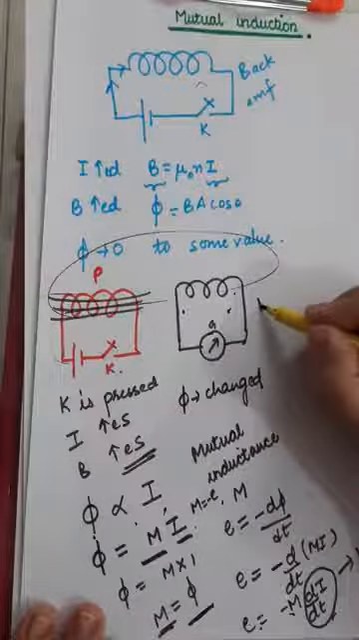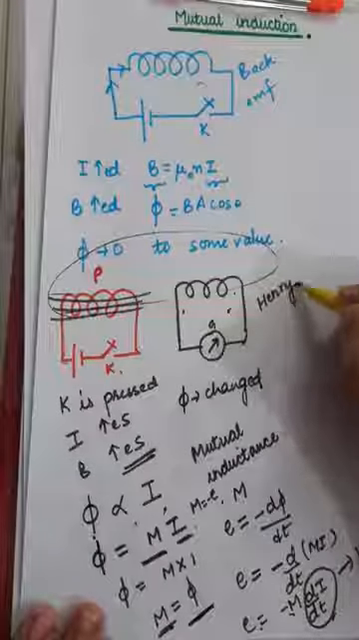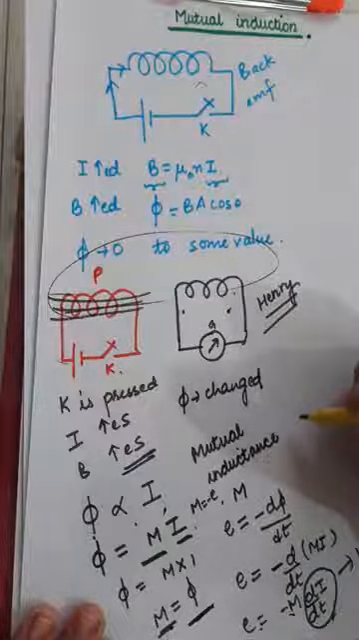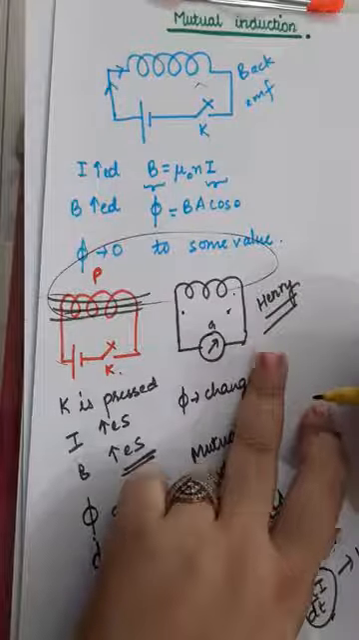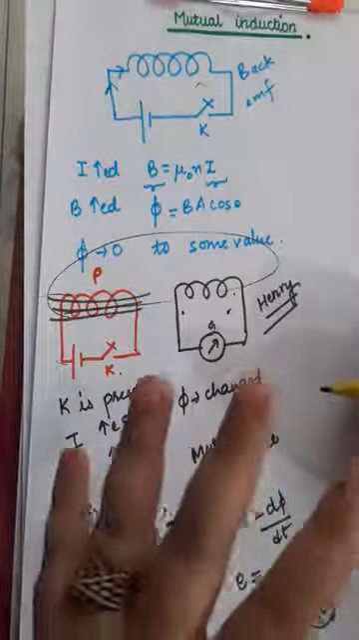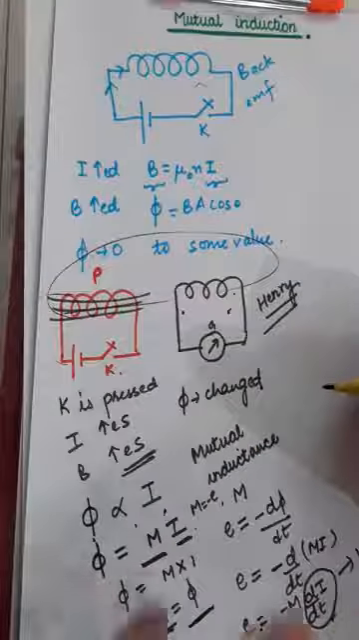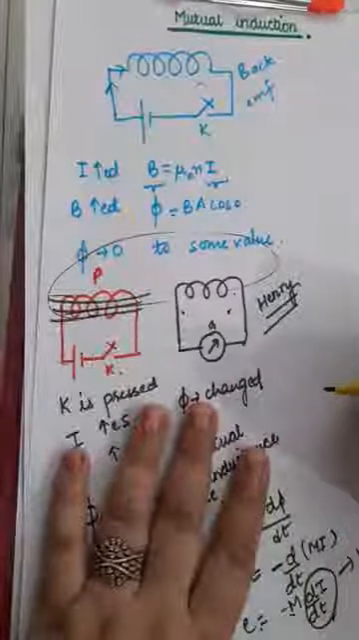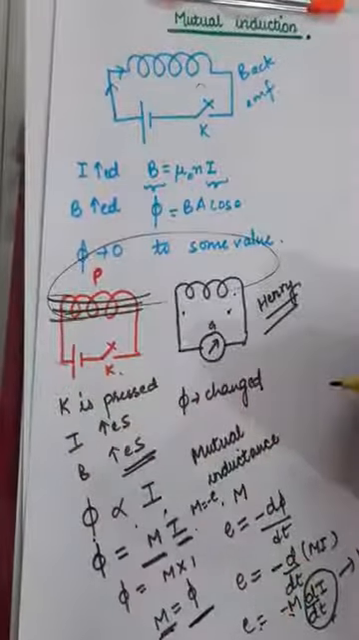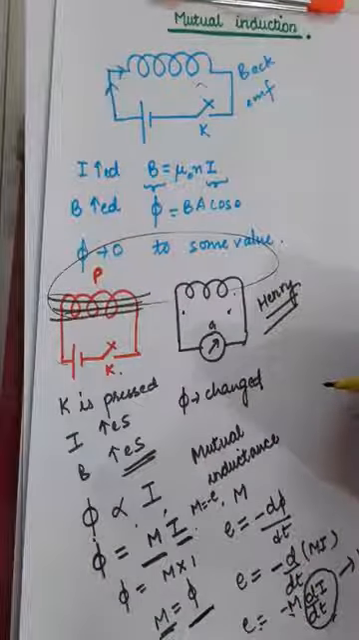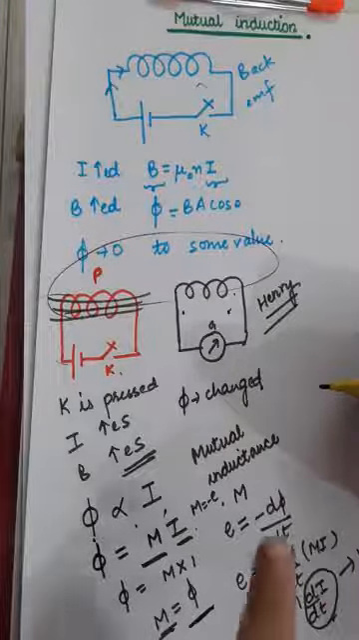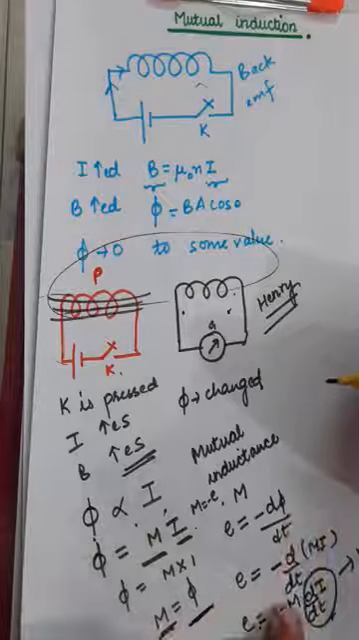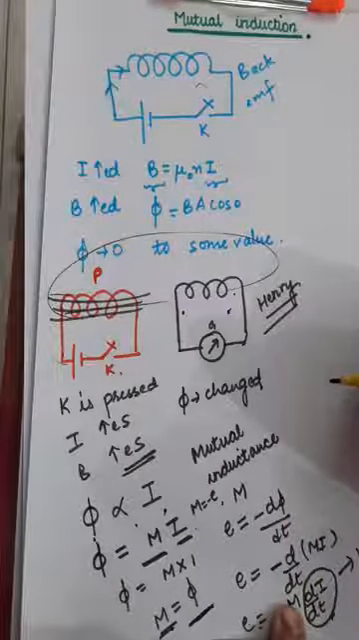Remember, M also has the same unit, Henry, just like self-induction. But the major point is, can you see the situation is very different right now? You have two coils when you talk about mutual induction. You have only one coil when you talk about self-induction. Now, coefficient of mutual induction M. Can you tell on what factors it will depend?